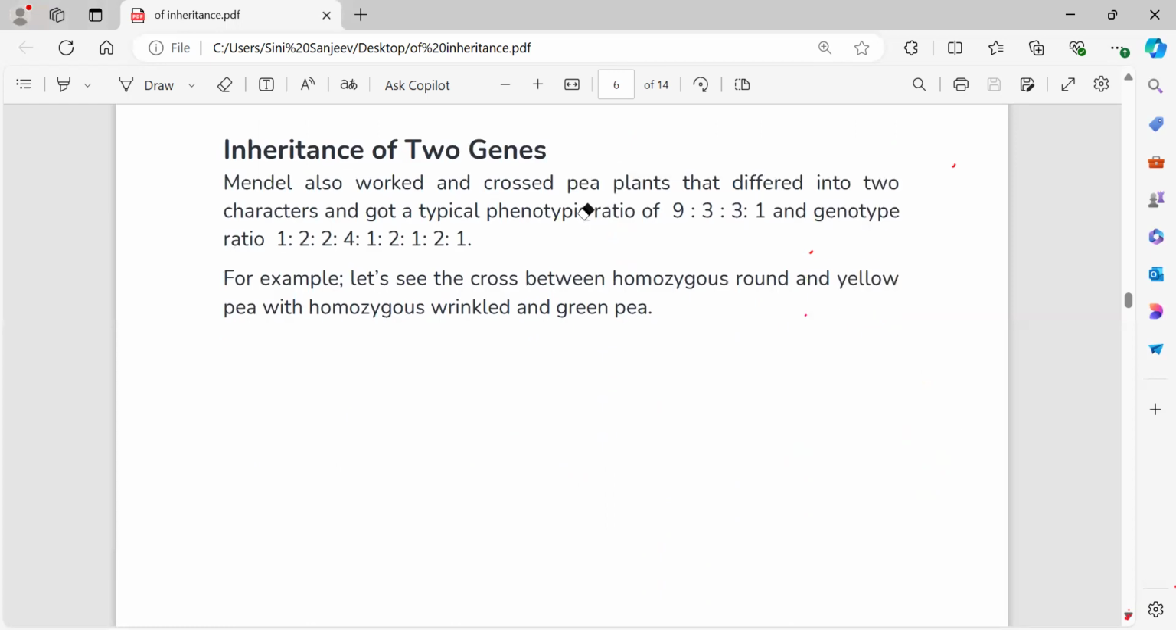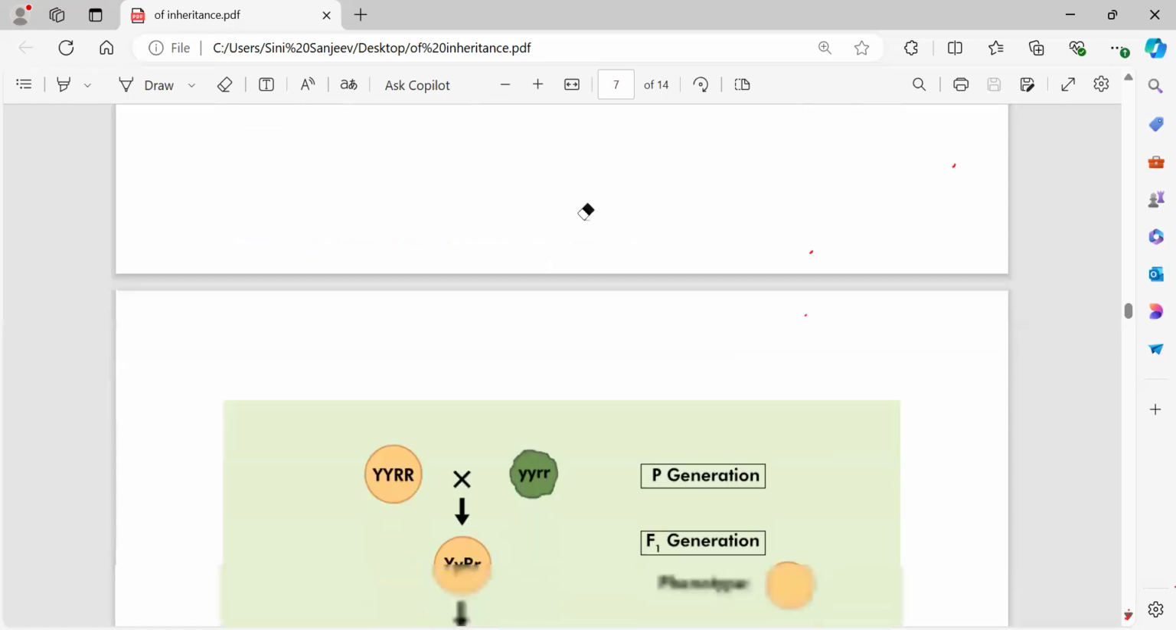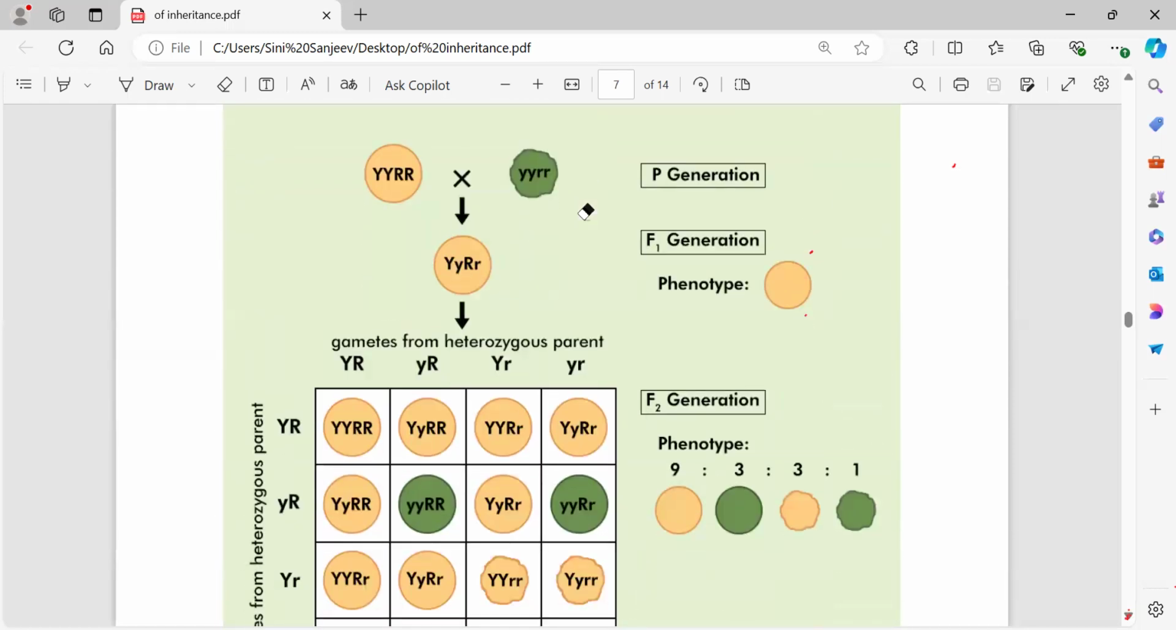So, inheritance of two genes means what? He crossed different characteristics: homozygous round and yellow pea with homozygous wrinkled and green pea. Whatever he took for the crossing was a homozygous plant. Here, this is how it appears.